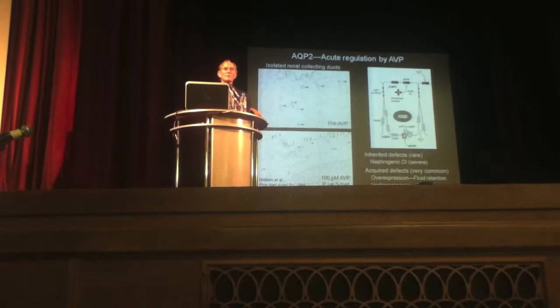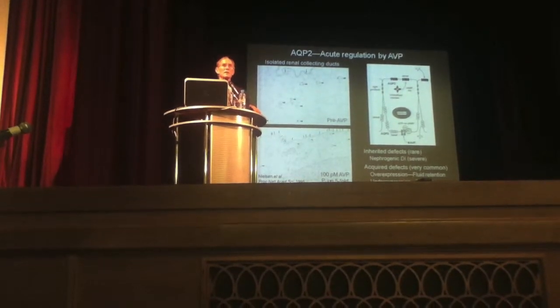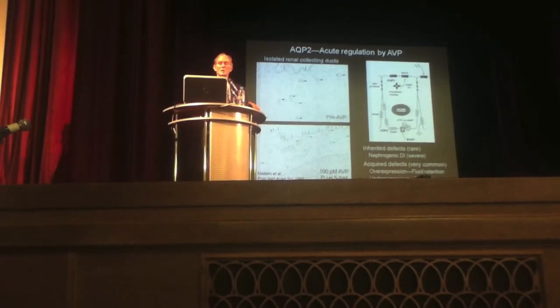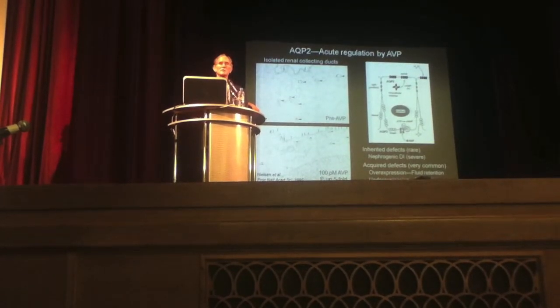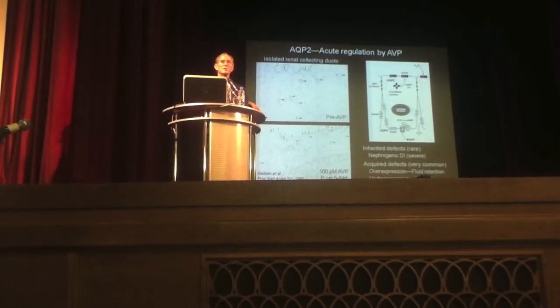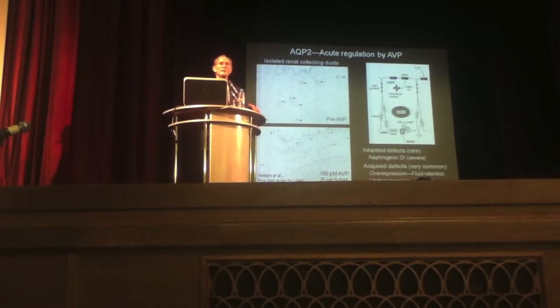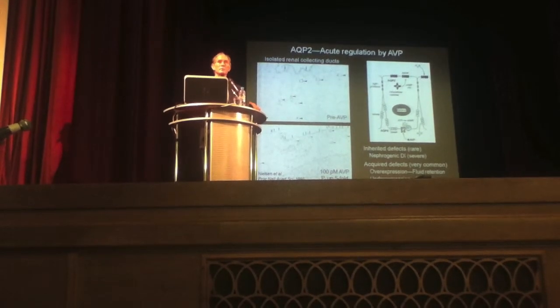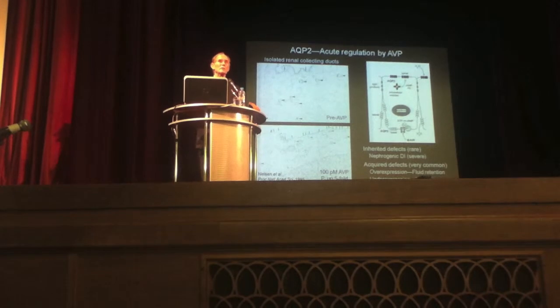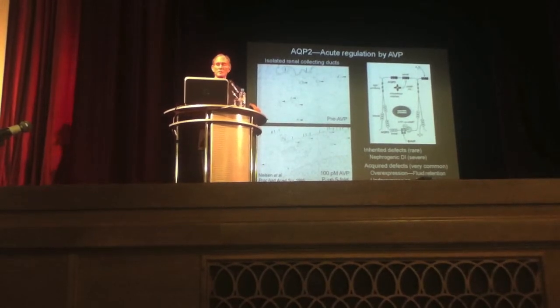Acquired defects are very common, and they're found in two sorts of situations. Individuals that have excessive fluid retention, such as congestive heart failure, overexpress the AQP2 protein, and those who cannot concentrate their urine have a deficiency of the AQP2 protein, including bedwetting in small children. They outgrow it, but they don't make enough aquaporin 2.